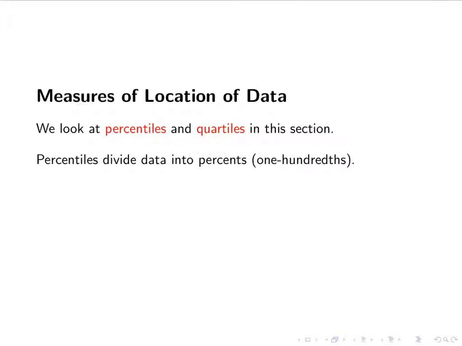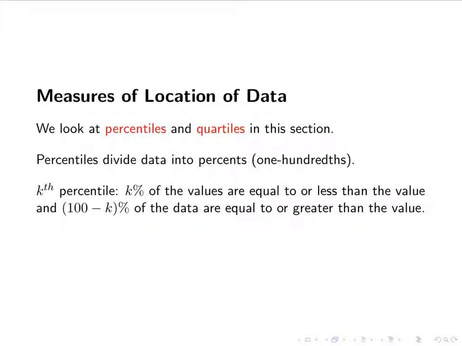Hello everyone, today we're looking at measures of location of data. We're going to look a little bit at percentiles, and then we're going to focus on quartiles in this section. Percentiles divide data into percents, which, as a reminder, are 1/100ths.